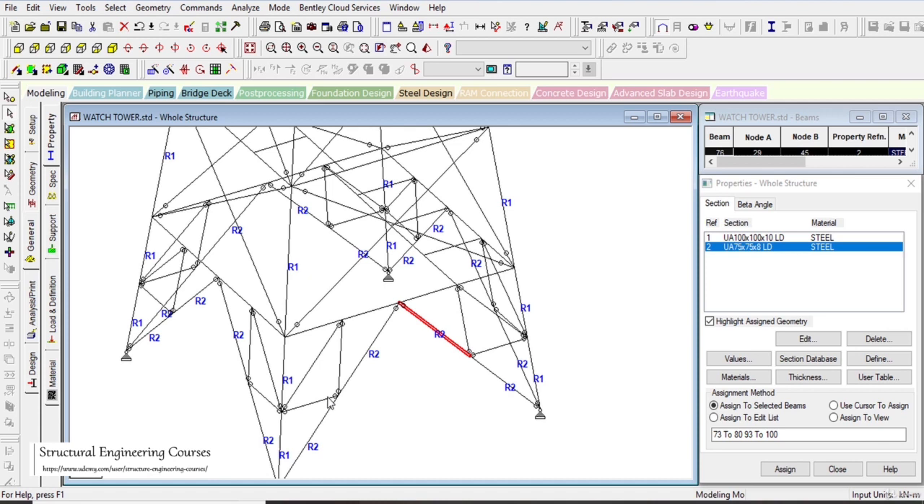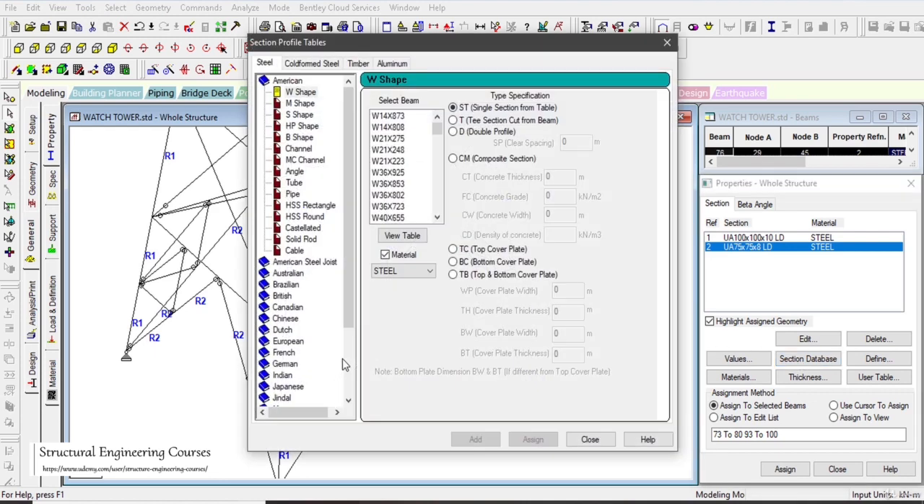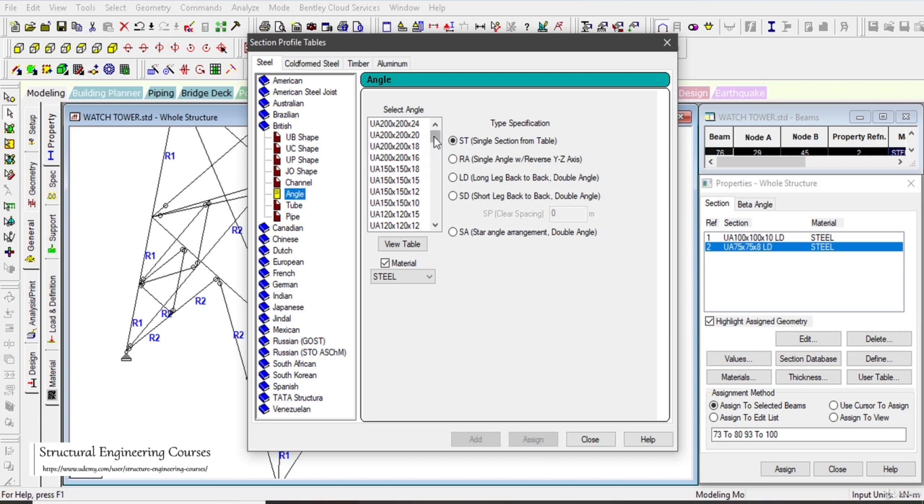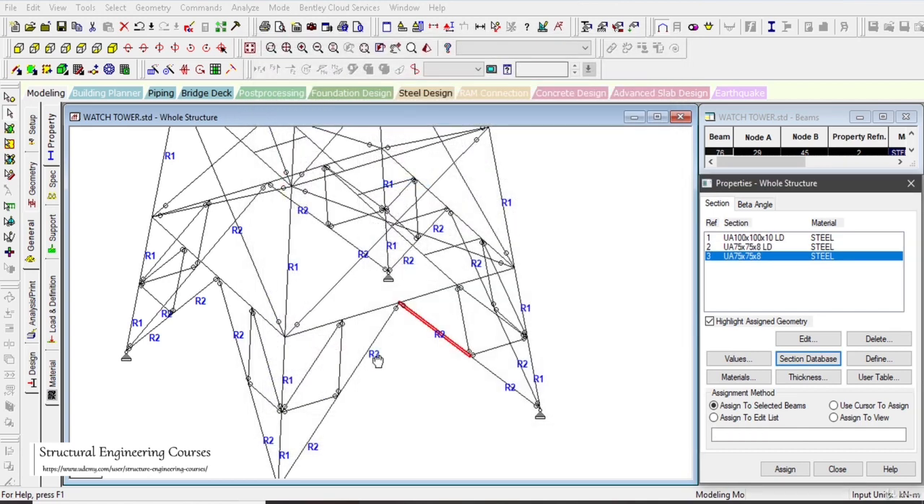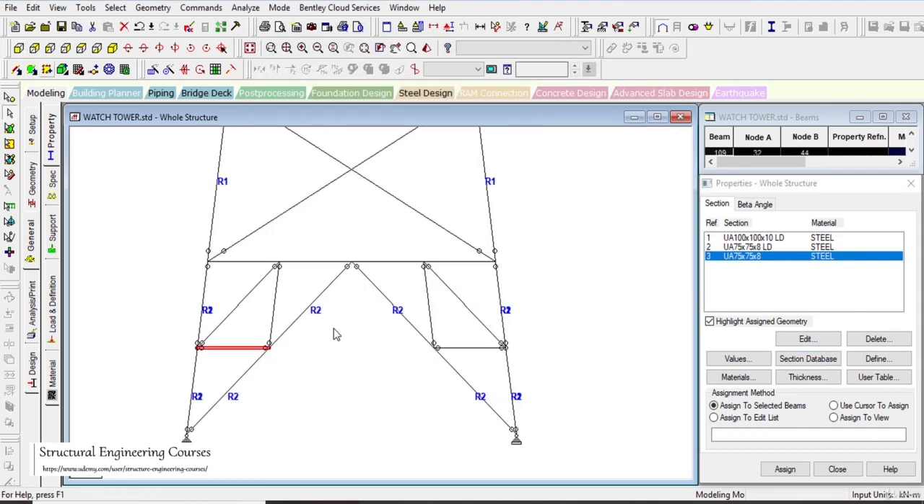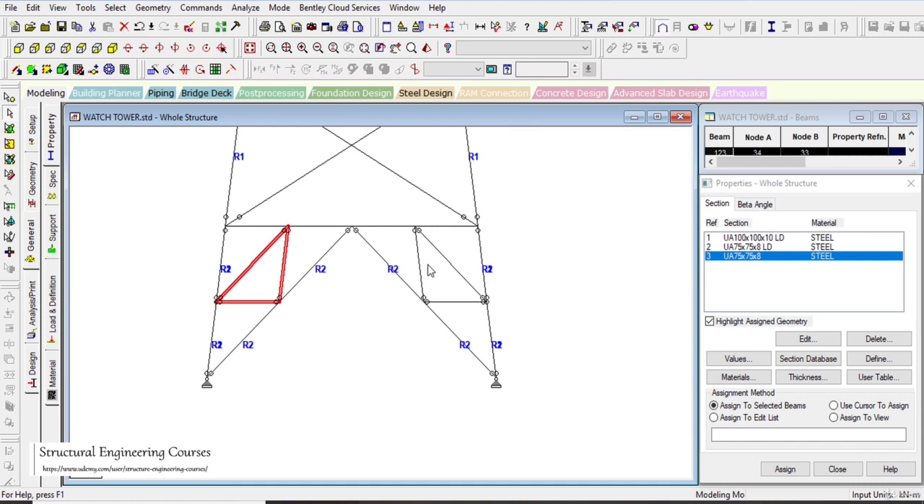This section, because its length is very short, we can use single angle sections also. So we can use in this case either 50-50 angle, 65 single angle, or 75 single angle. To make things simple, we can go to British angle and select 75-75-8 single angle, that is single section from table. Left click on add here. So we can select all of these members here.